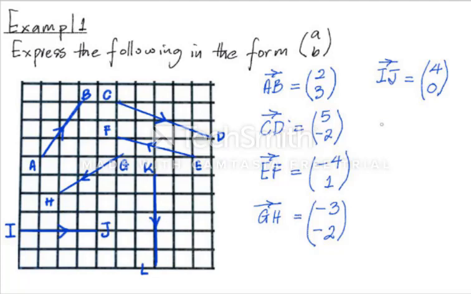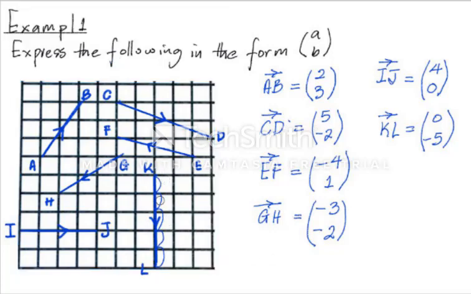Next we have KL, the vector KL. In moving from K to L, I only move vertically downwards. So there was no horizontal movement, so the horizontal movement, which is the top value, is 0. And the bottom value, 1, 2, 3, 4, 5, is -5. If you're going down, that value has to be negative.